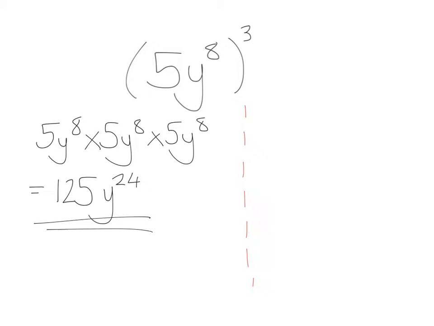Or you could apply that formula. We could cube 5, which means 5 times 5 times 5, which is 125. And then we could just apply that rule to our indices. So it's going to be 8 times 3, which will be 125y to the power 24.